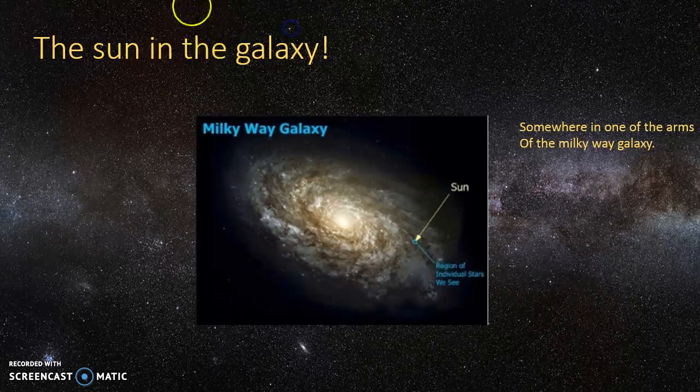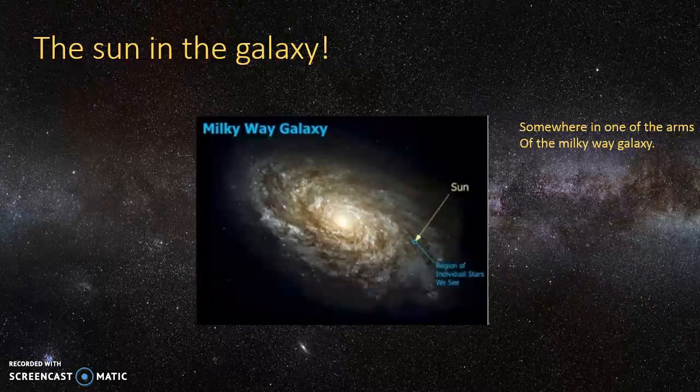The sun is located in the Milky Way galaxy, in what is the Orion's arm. Sometimes the orbit of our little solar system gets turned into the Orion spur, which is right in between the Perseus arm and the Sagittarius arm of the Milky Way galaxy.